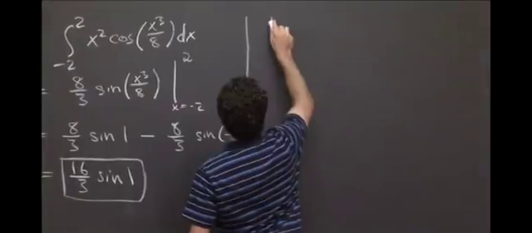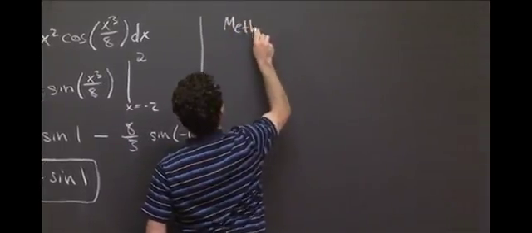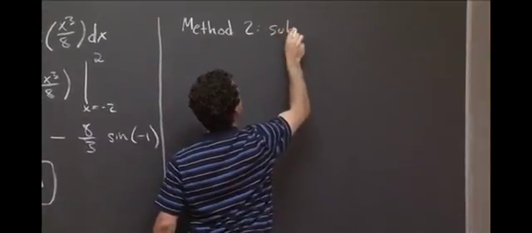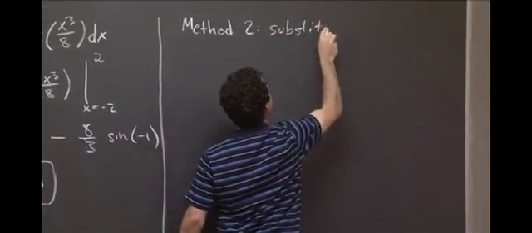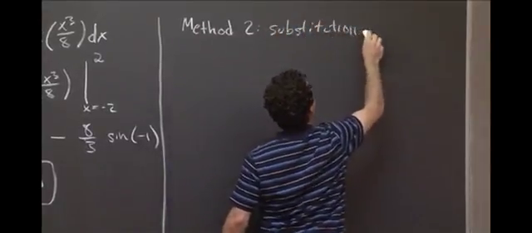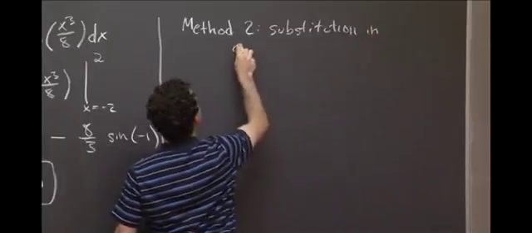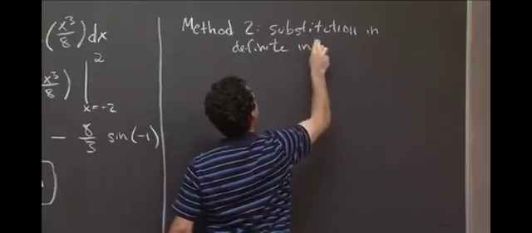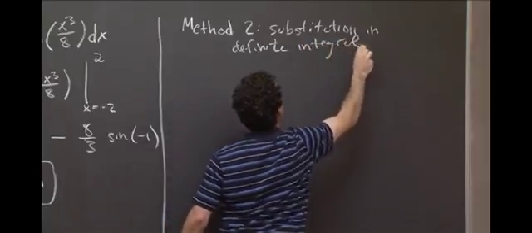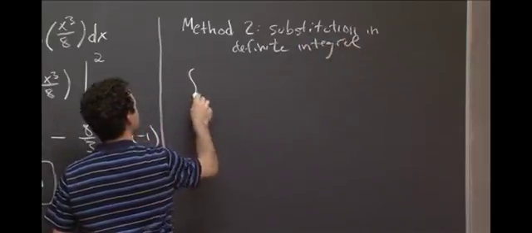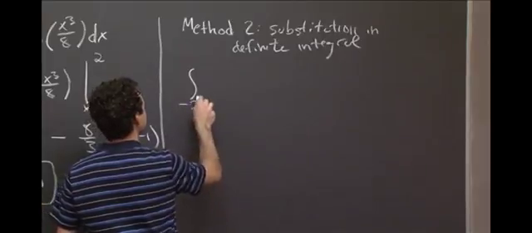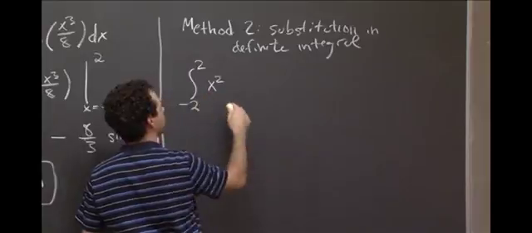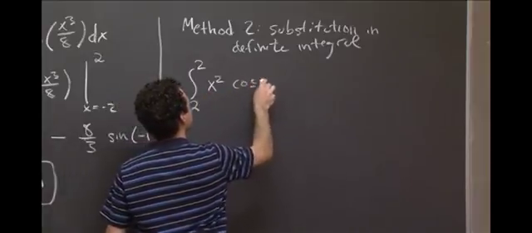So method 2. Now, when we do it this way, mostly this looks the same. So we start off, we don't go back to the antiderivative. We start off with the definite integral. So that's one difference.